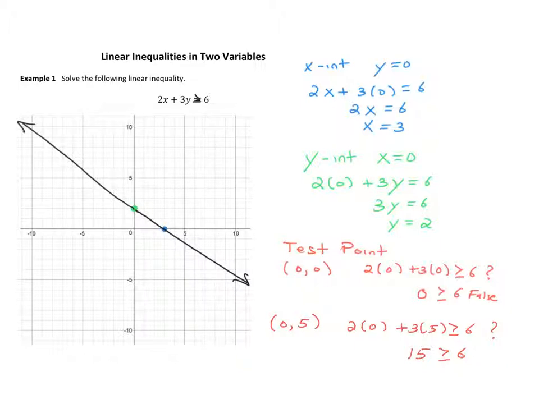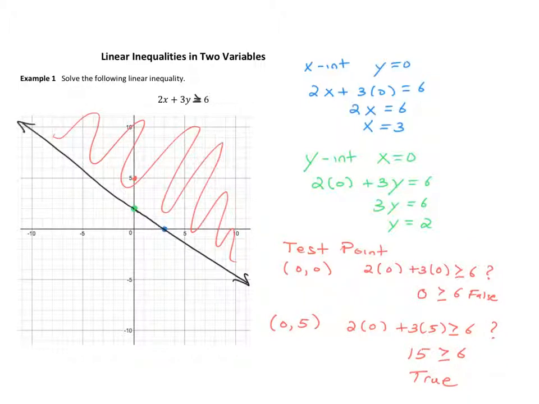I mean, it's true that 15 is greater than or equal to it, but this is true. So this point is true for the inequality. In fact, everything on this side of the graph is going to be true.